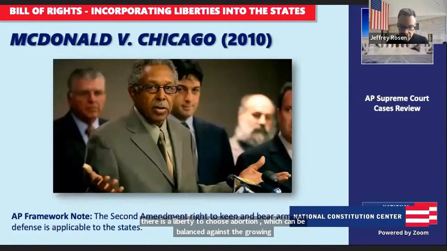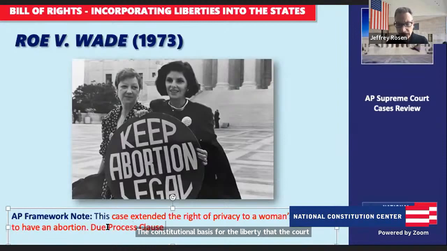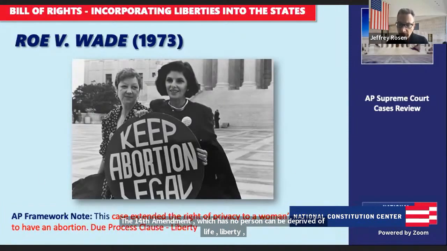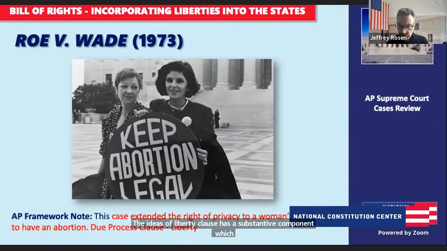The constitutional basis for the liberty that the court recognized in Roe was the Due Process Clause, the 14th Amendment, which says no person can be deprived of life, liberty, or property without due process of law. That's why it's called a form of substantive due process. The idea is that the Liberty Clause has a substantive component, which is broad enough to protect a woman's right to choose her pregnancy. The court also drew on cases protecting the right to privacy, recognized in Griswold versus Connecticut, although it said that it ultimately rooted the right in Roe in the Liberty Clause.